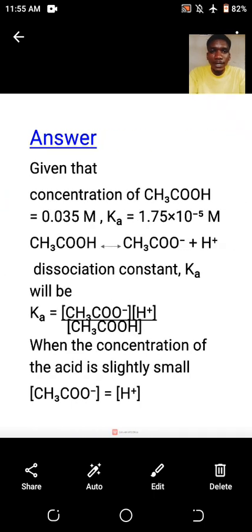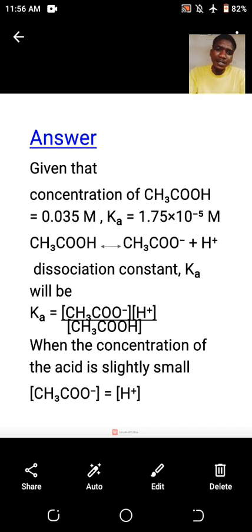Answer. Given that the concentration of acetic acid, whose chemical formula is CH3COOH, is equal to 0.035 mole per dm cube, and the dissociation constant K subscript A is equal to 1.75 exponential minus 5 mole per dm cube.